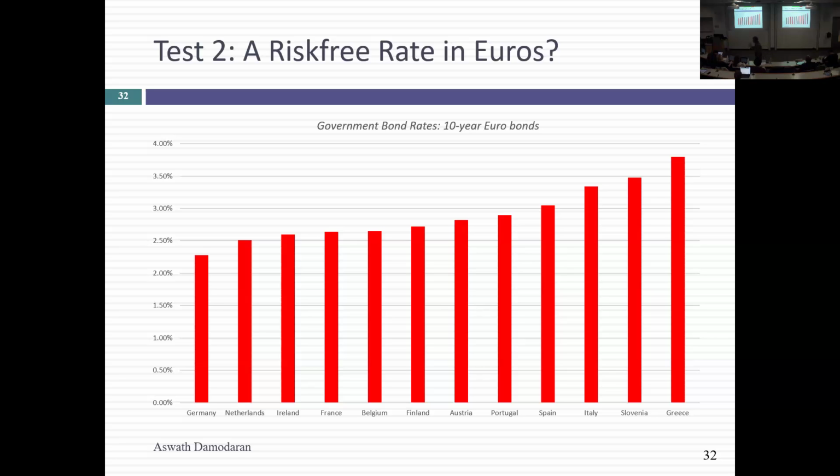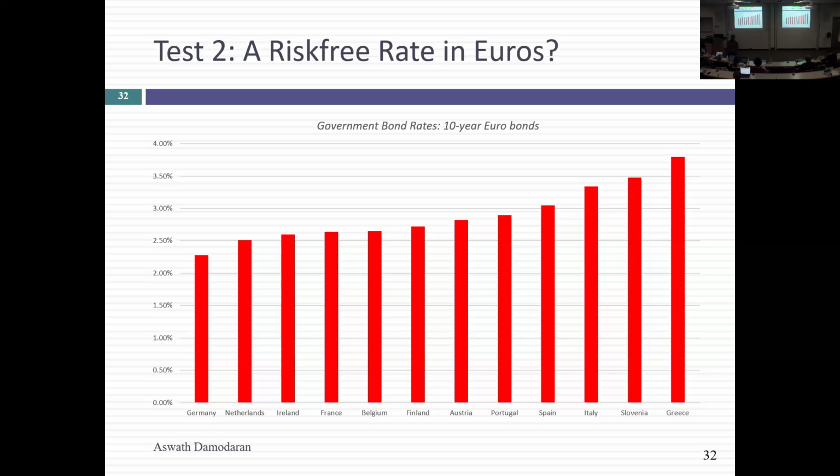The lowest of the 10-year euro bond rates becomes my risk-free rate because it's the most likely to be default-free. In fact, there are some who argue that I should use the ECB, the European Central Bank's 10-year rates. The only problem is that it's not that liquid, not that traded. So I stick with the German euro bond rate, whether I'm valuing a Greek company.